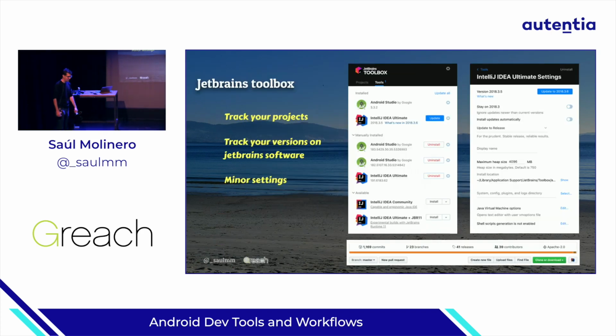And one more tool is the Toolbox that allows you to manage the different versions of JetBrains software that you might have installed on your computer. It allows you to list the projects as well. And it has a Chrome extension that if you install it, on GitHub you can just click on that IntelliJ button, and it will be opened in your IDE, which is a bit interesting. And it allows you to set some minor settings such as the max memory that the IDE might have, and install the command line tools and some minor things more.